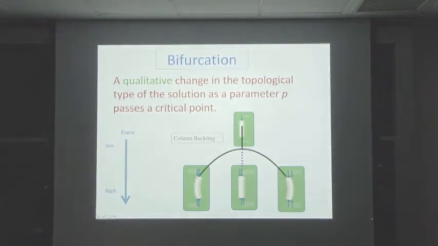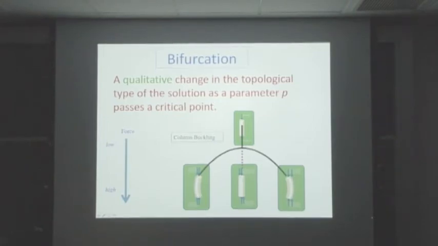So what is a bifurcation? A bifurcation is a change in the topological type of the solution as some parameter passes a critical point. Classic engineering example, column buckling. We have a force. For low values of the force there is a single equilibrium point along the center line, but as that force gets past a critical point, the column buckles. This equilibrium point, previously stable, is now unstable, and there are two new stable equilibria, buckled left and buckled right. So this is a simple qualitative change.